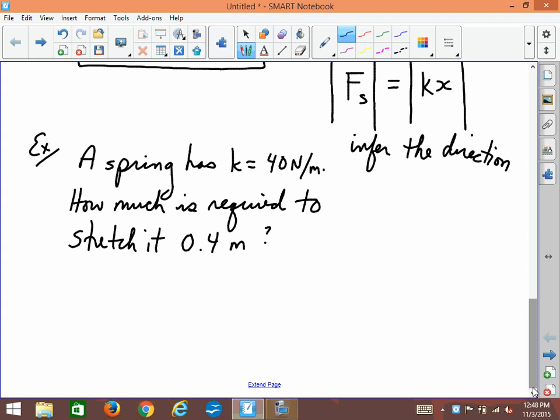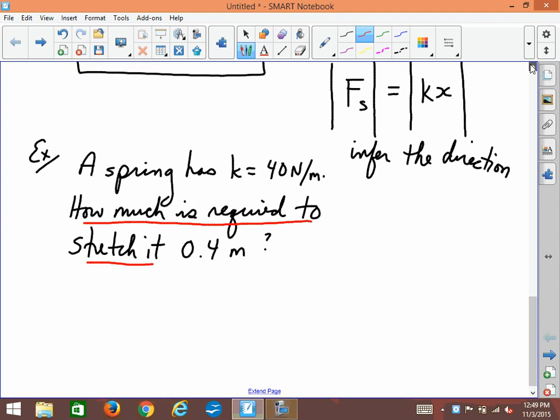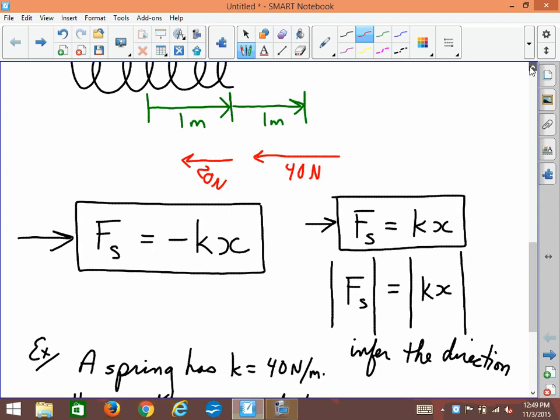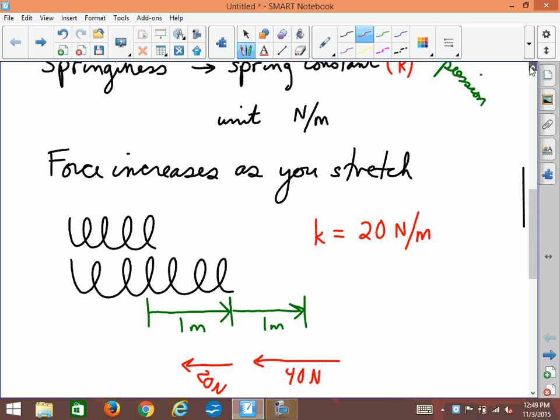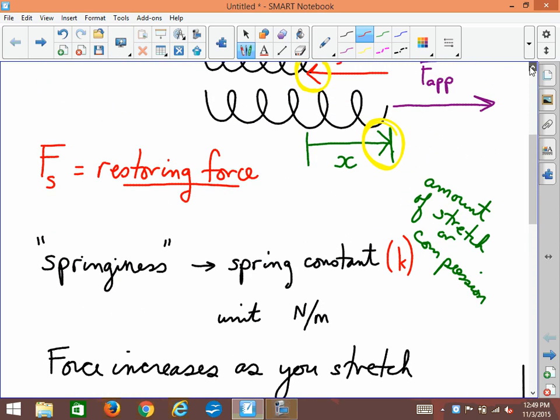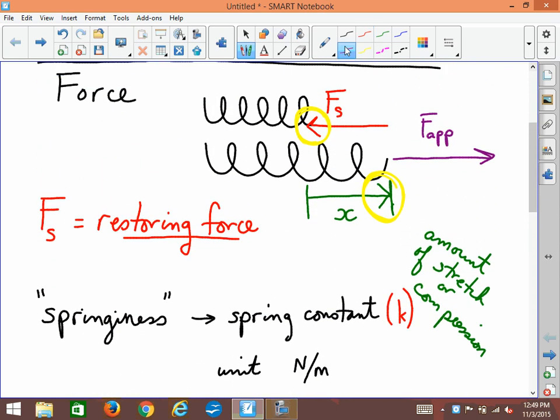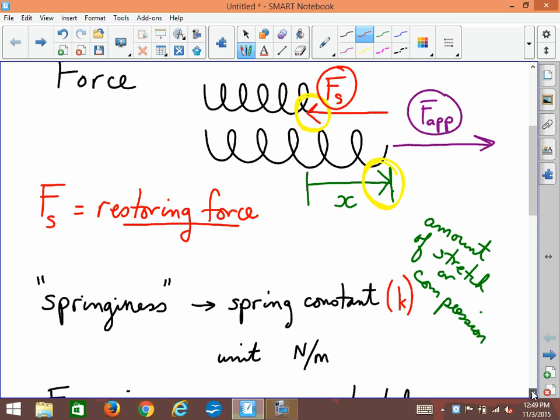Well, again, we have to look at, what does this mean? How much force is required to stretch it? That sounds like you're asking about the applied force, not the restoring force. So you go back to our picture. In our picture, we had an applied force. I believe it was in purple. Here it is. And we had a restoring force in red. Well, they are the same force. They're just in the opposite direction.